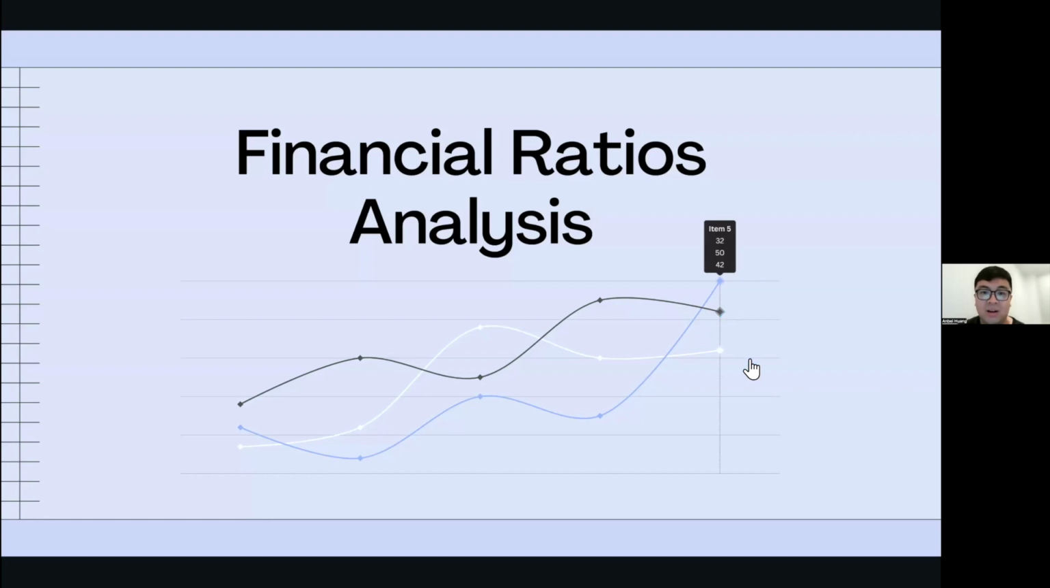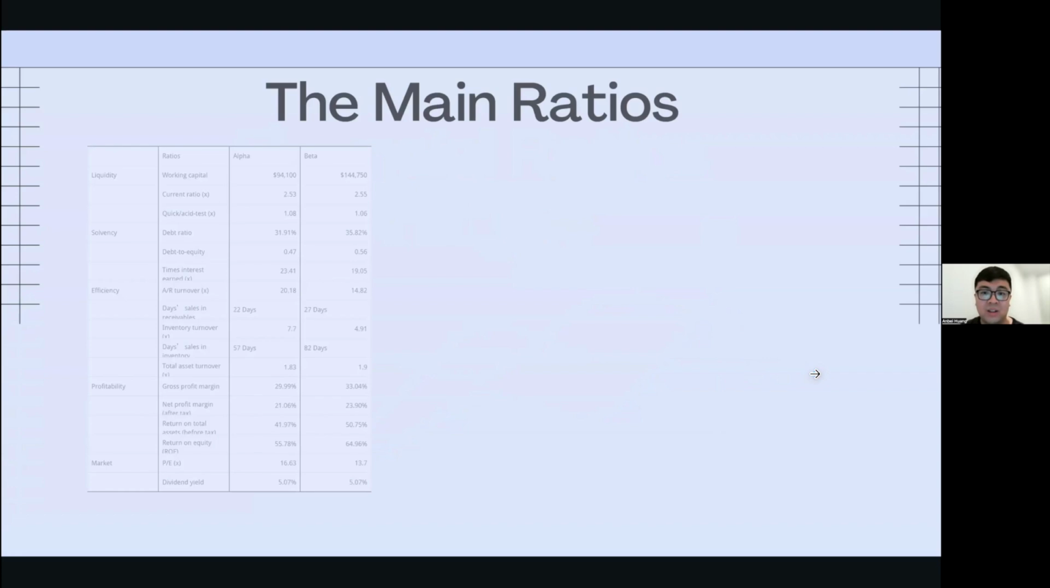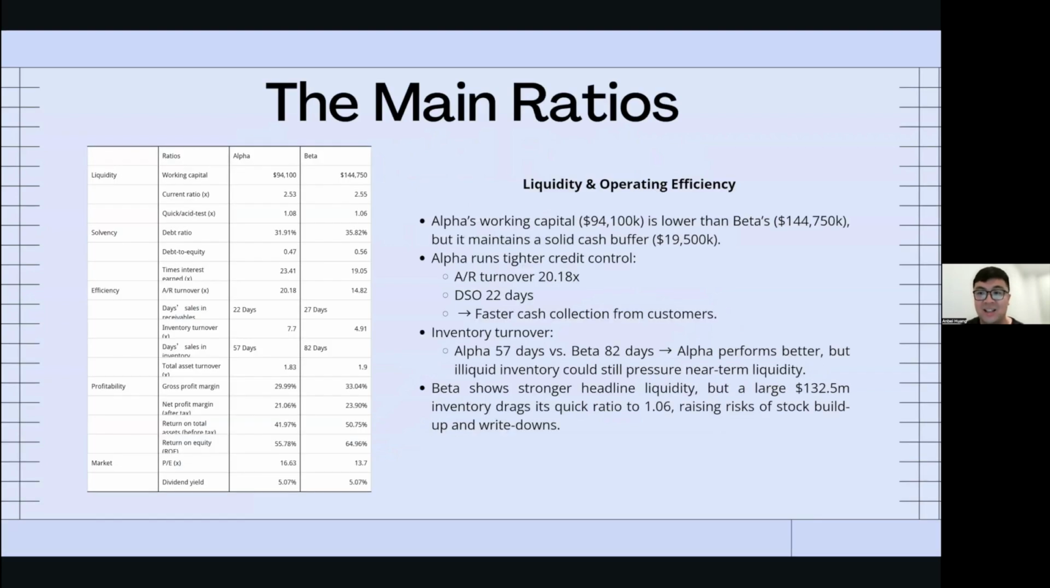Thanks, Sammy. Now I will compare Alpha and Beta using their key financial ratios and highlight what these numbers mean for performance, risk, and investment choices. The first part is liquidity and efficiency.